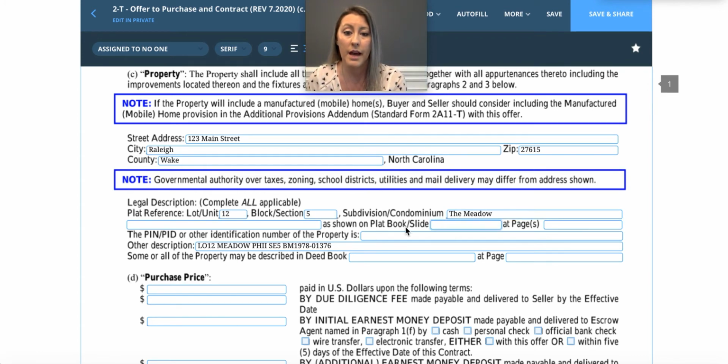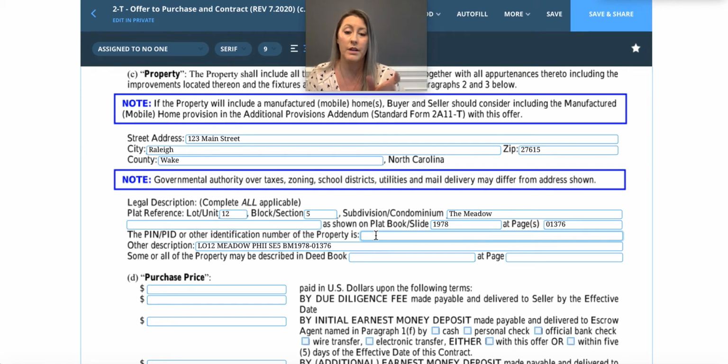Next, it says plat book / slide, and then the pages. The plat is basically the map of the property, what the shape is, the measurements, all that kind of stuff. So right here where it says BM, that's the book of maps, which would be the plat book. And it already gives you the number there and the page that it's on. 76.